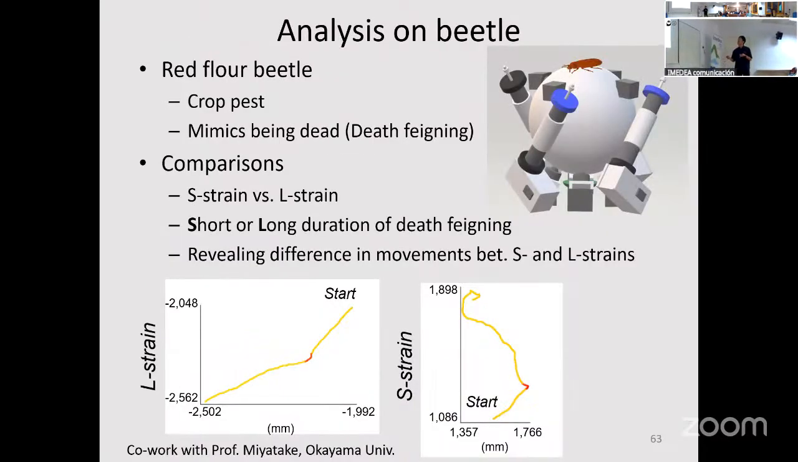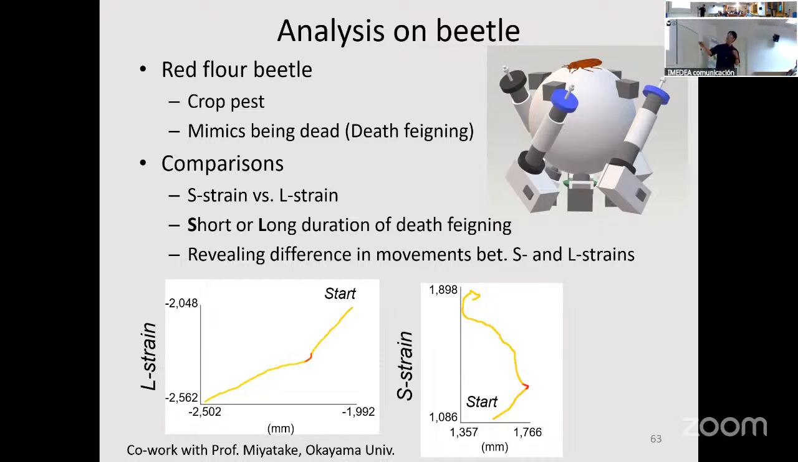This is an analysis on a beetle, a crop pest in Japan. An interesting behavior of this beetle is that it mimics being dead, this feigning, when it encounters a predator, in this case a spider. And my collaborator has two strains, S strain and L strain.